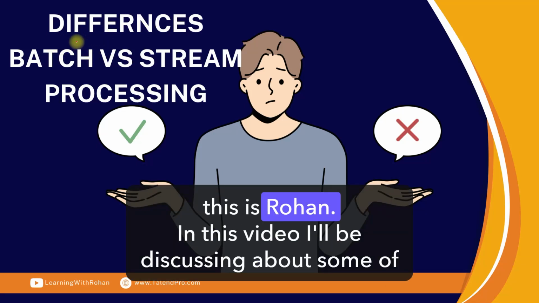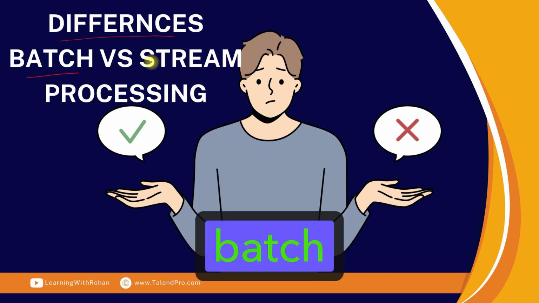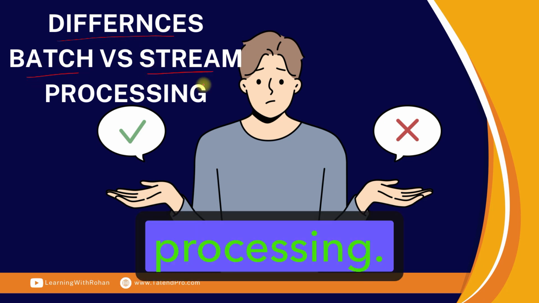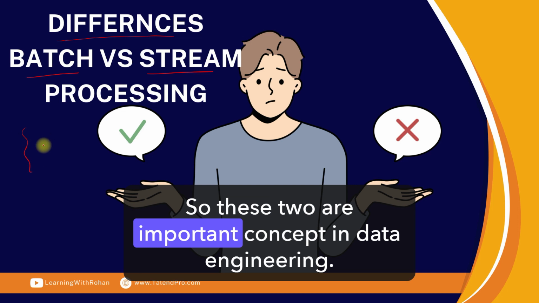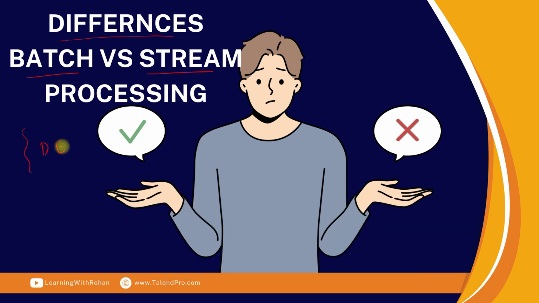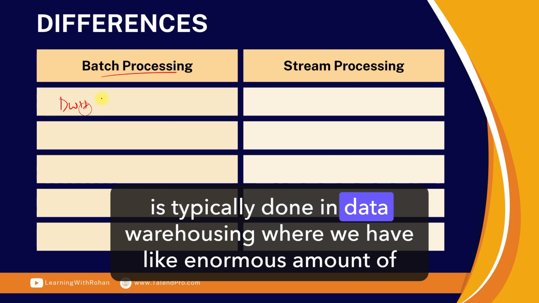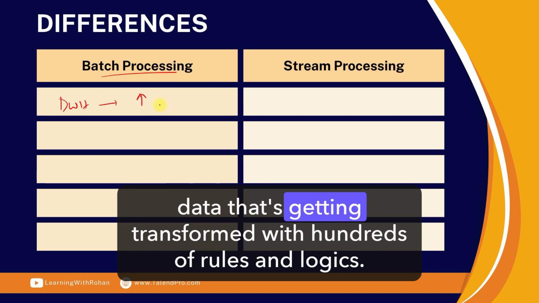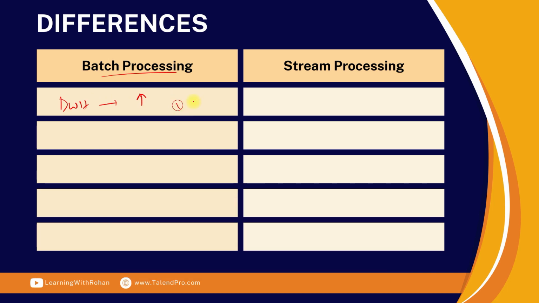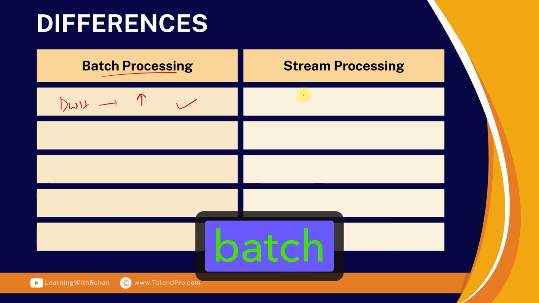This is Rohan. In this video, I'll be discussing some of the key differences between batch processing and stream processing. So these two are important concepts in data engineering. So let's get started. Batch processing is typically done in data warehousing, where we have an enormous amount of data that's getting transformed with hundreds of rules and logics. That's the typical use case for batch processing.